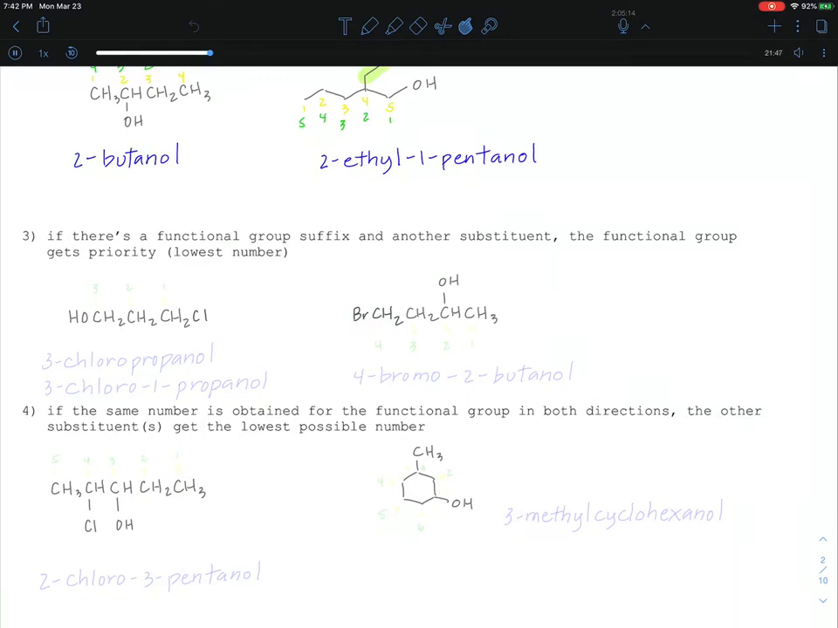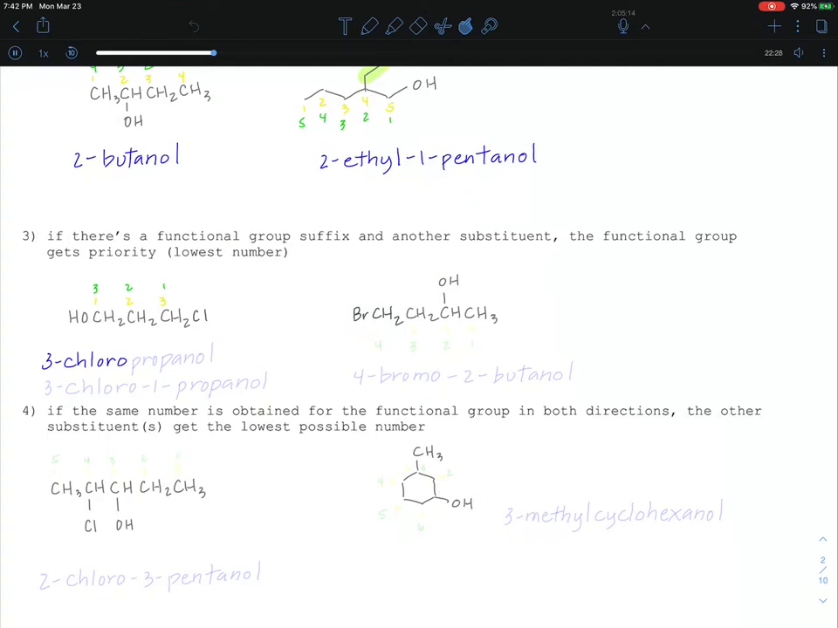So I'm going to start from left to right. 1, 2, 3. Well, that wasn't very long. Or I can go from right to left. 1, 2, and 3. So the yellow puts the hydroxyl group on the first carbon. And so we're going to number from left to right, which means that the chlorine, or our chloro group, is stuck on the third carbon. So this is 3-chloro.